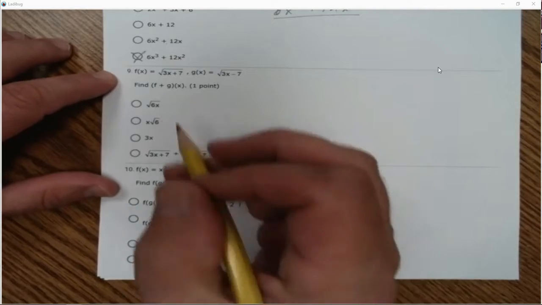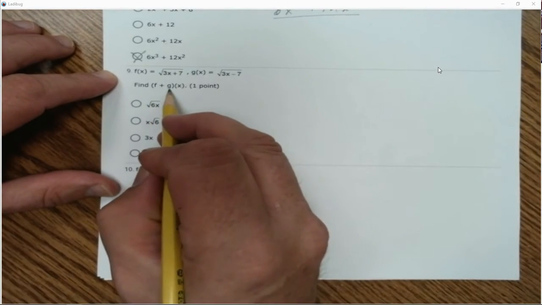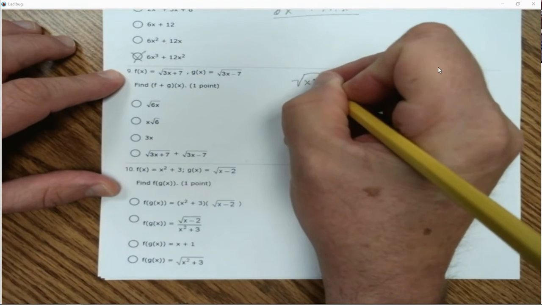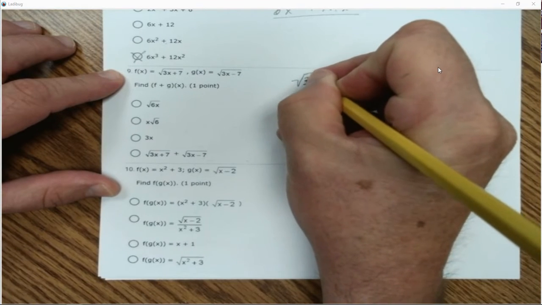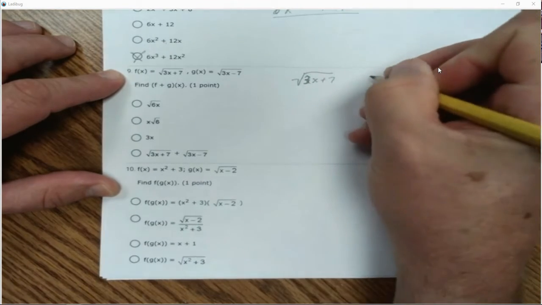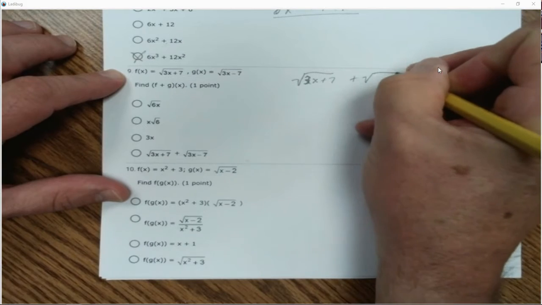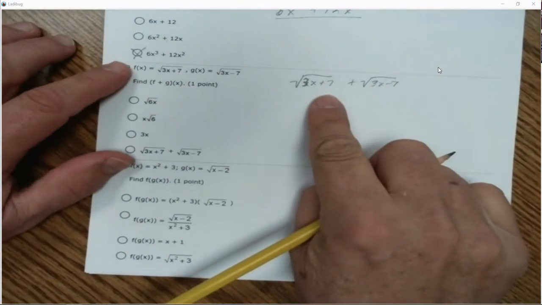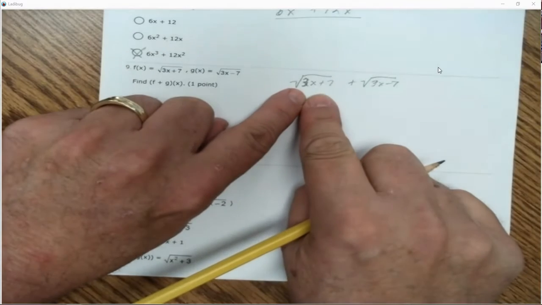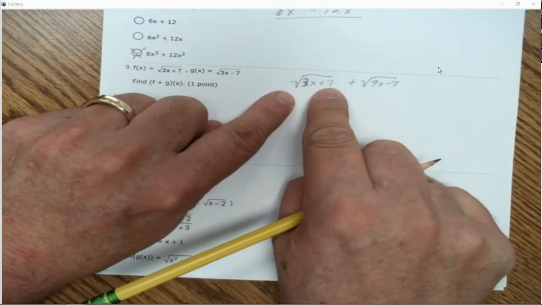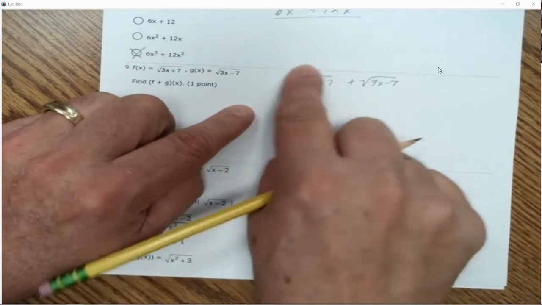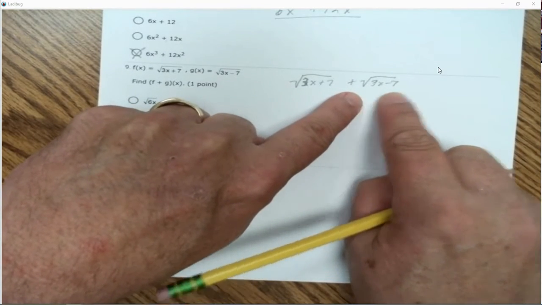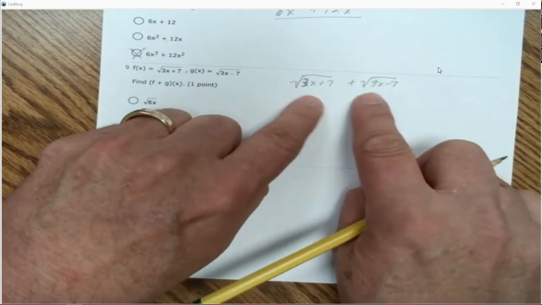All right. Now, f plus g of x. Okay, so 3x plus 7 added to 3x minus 7. Okay, this is when you substitute an x in there, you have to multiply it by 3 and then add 7 and then take the square root of that. This one, you take 3 times the x and subtract 7 before taking the square root of that. So these are not like terms.